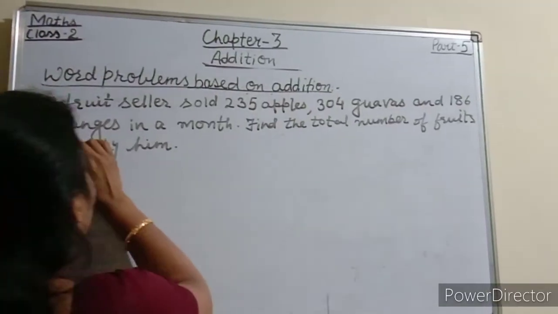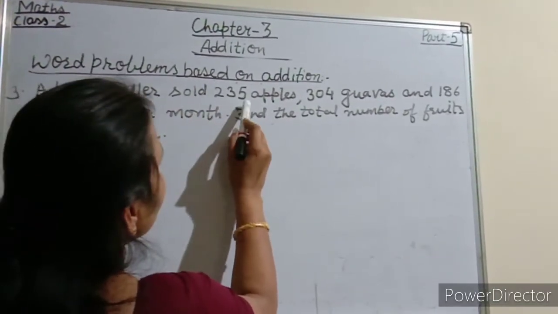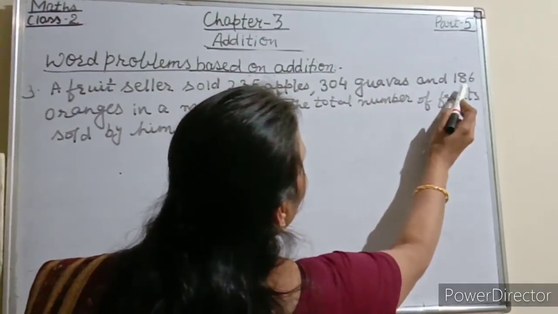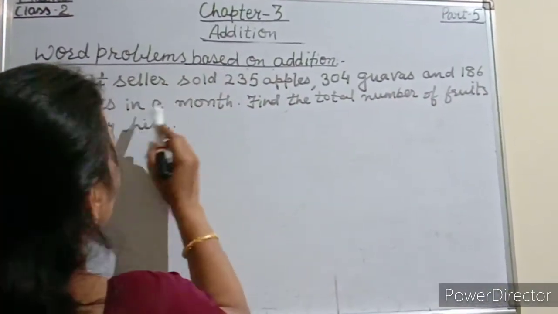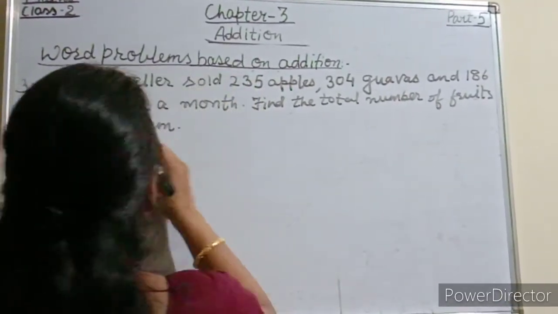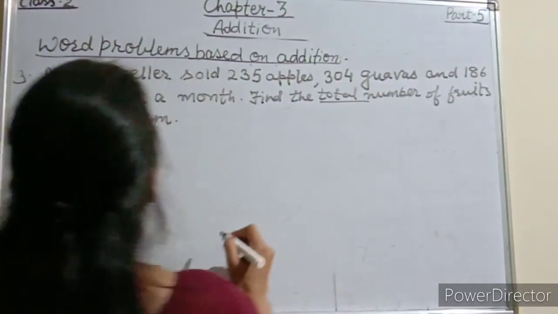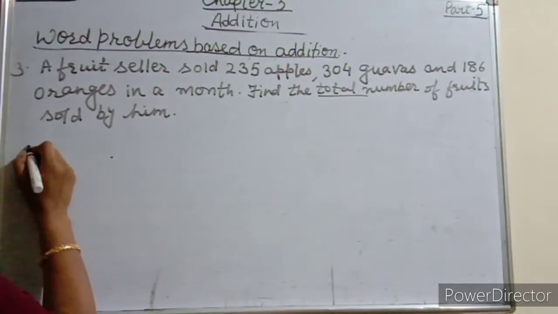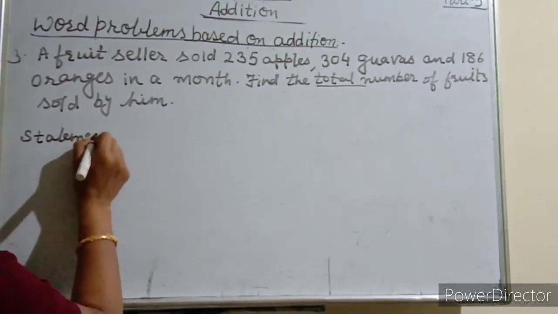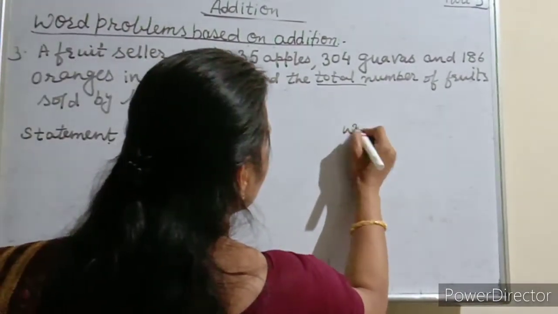Start students, question number 3. A fruit seller sold 235 apples, 304 guavas and 186 oranges in a month. Find the total number of fruits sold by him. See, again here it is total number. Students, what you have to do? Again write here statement and here workspace.